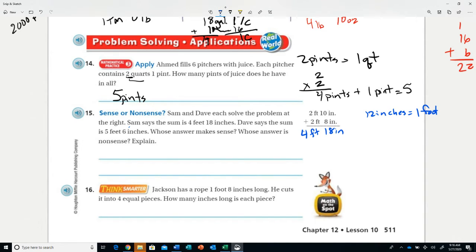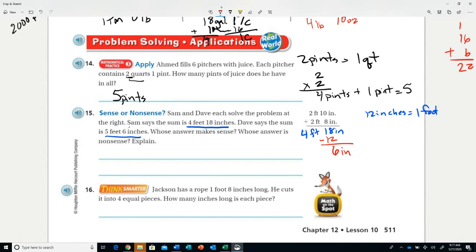Well, Sam has done what appears to be a correct answer, and it is correct. Dave says 5 feet 6 inches. So here's what Dave did. Dave saw that 18 inches is more than a foot because a foot is 12 inches. So he decided he was going to take out a group of 12, which is a foot, and he's going to end up with 6 inches left over because 18 minus 12 is 6.